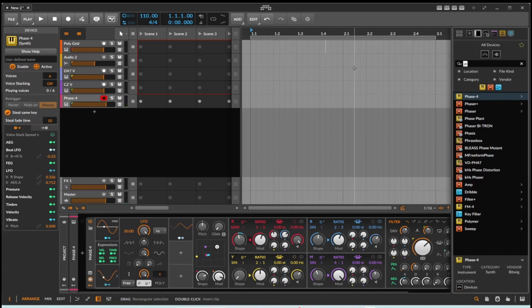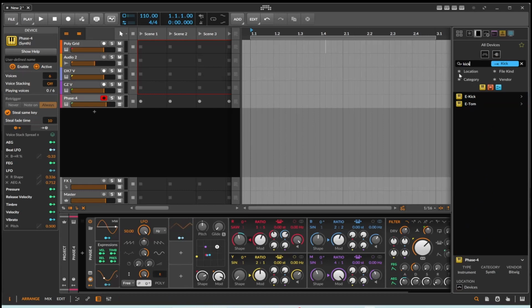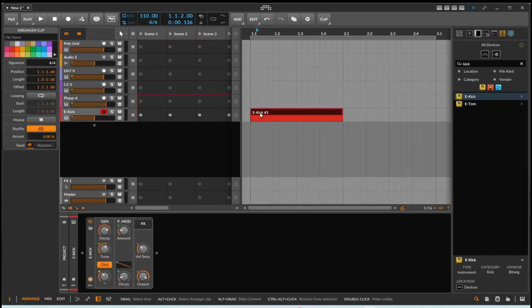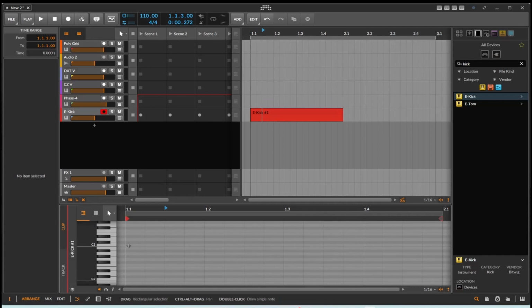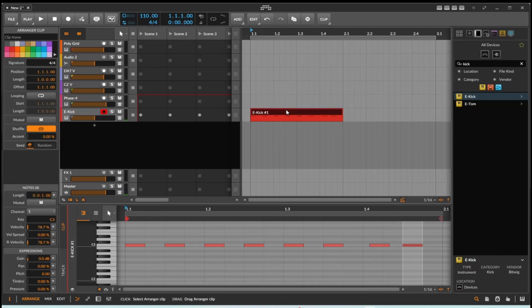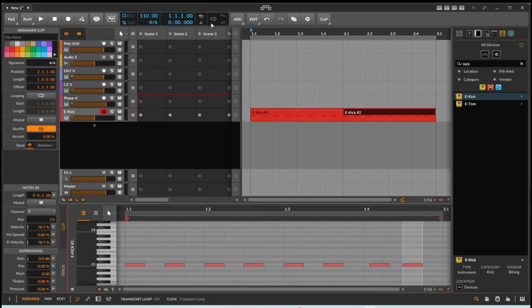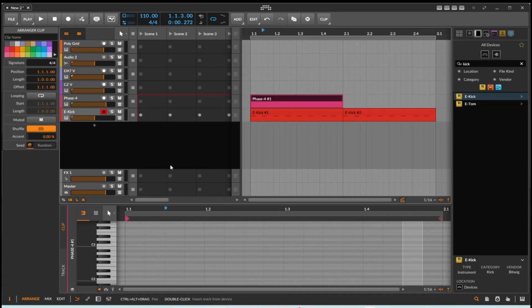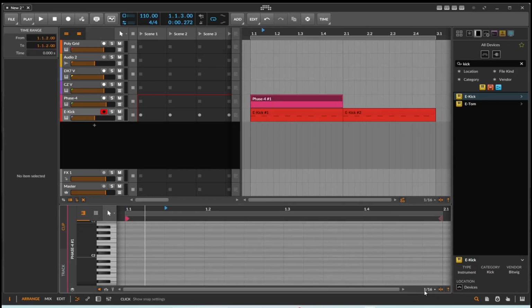So what you could do to get away with something, let's do a simple kick. Quite simple kick. And then let's do our Phase 4. Let's do something in the C2, but let's make it a triplicate. There you go.